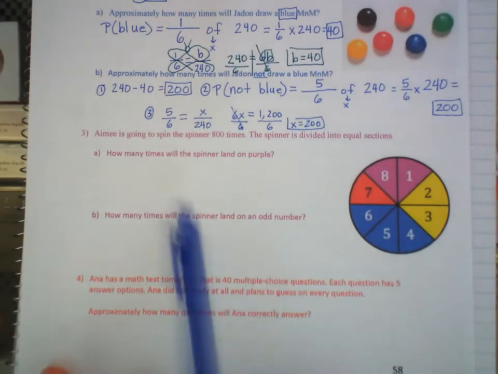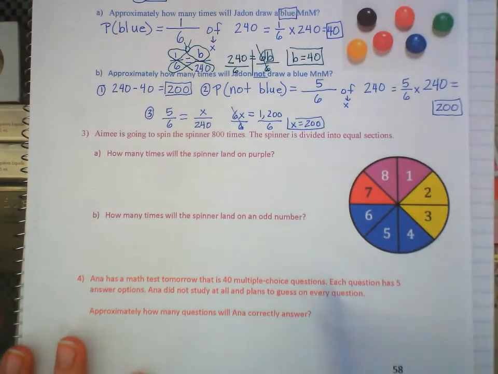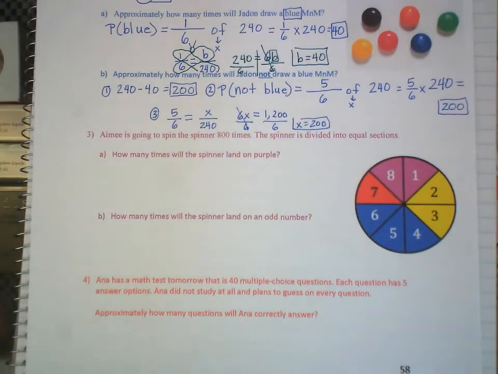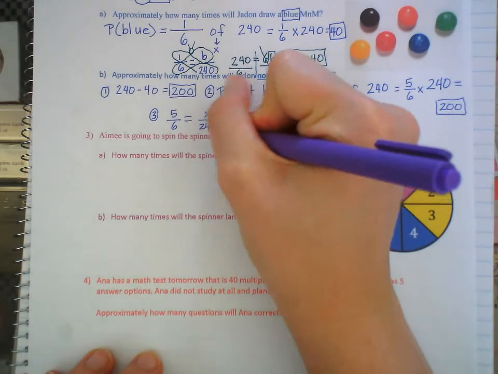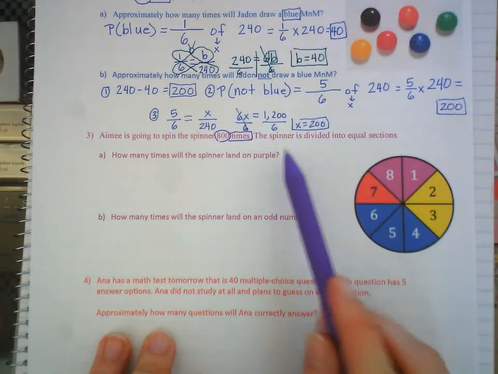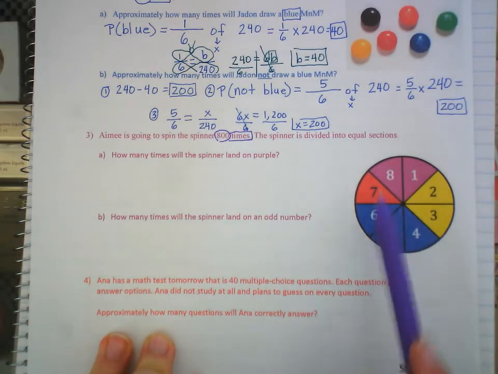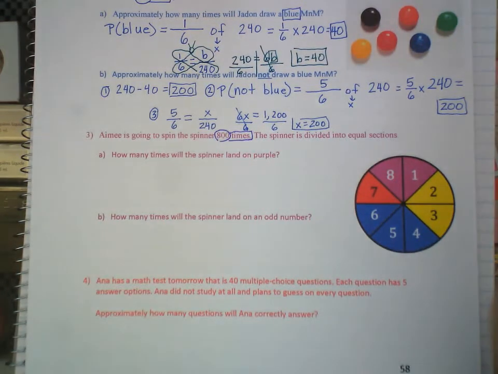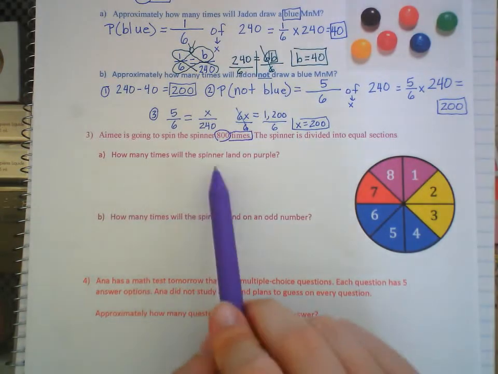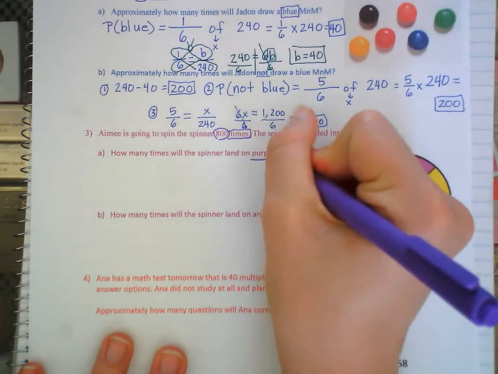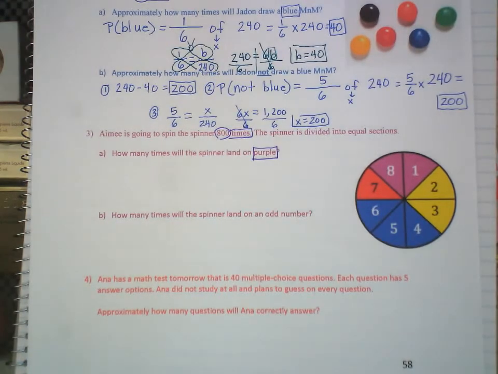The next one, I want you guys to try on your own. Number 3. Amy is going to spin the spinner 800 times. Wow, Amy, that's a big commitment. Okay, 800 times she's going to spin this spinner. It's important to know that the spinner is divided into equal sections. So that means it's completely random, completely fair which one she's going to land on. How many times will the spinner land on purple? So pause the video and try to predict. How many times out of 800 times is Amy going to land on purple? Okay, pause the video and then check your answer after. Please pause the video, guys. Try it by yourself.